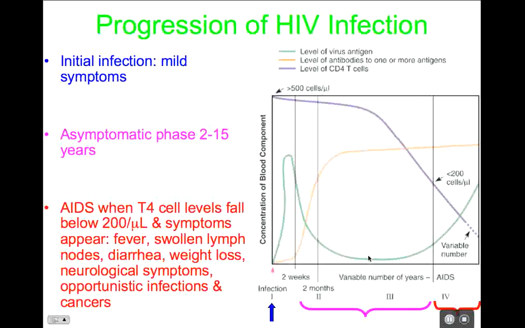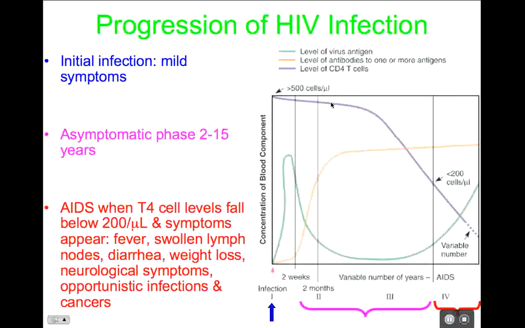Now let's look at what would be happening to the T helpers. T helpers are the purple line. So here HIV first infects. You have lots of T helpers. Slowly, HIV starts to kill off the T helpers, so you're seeing a slow decrease in the number of T helpers. The interesting thing is your immune system is amazing.